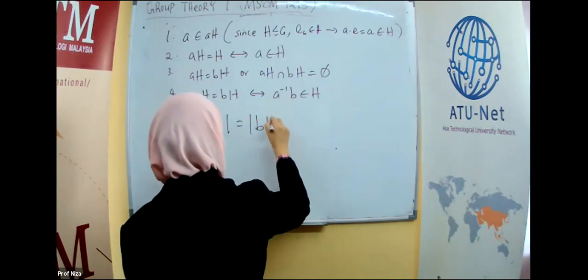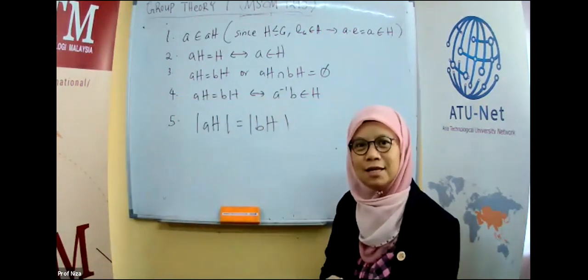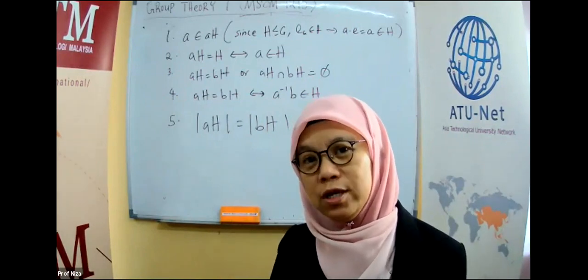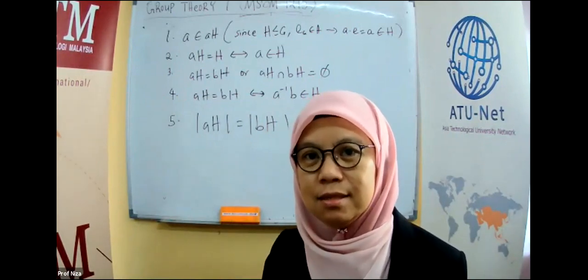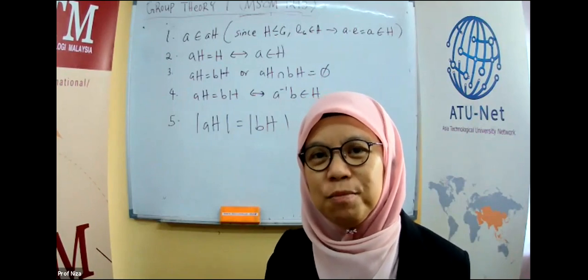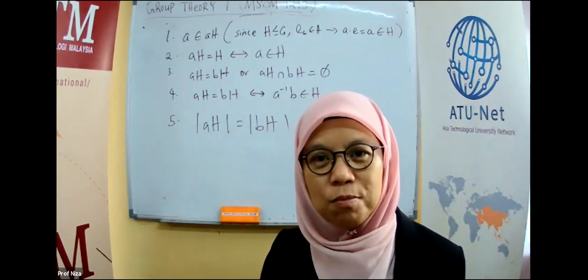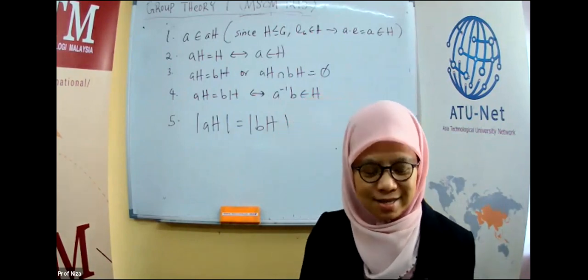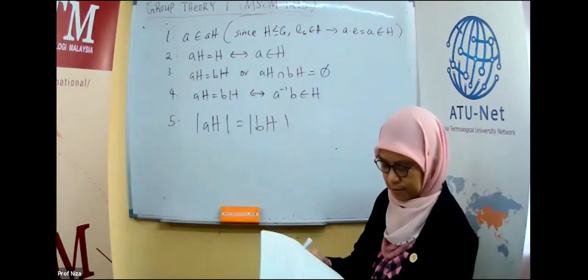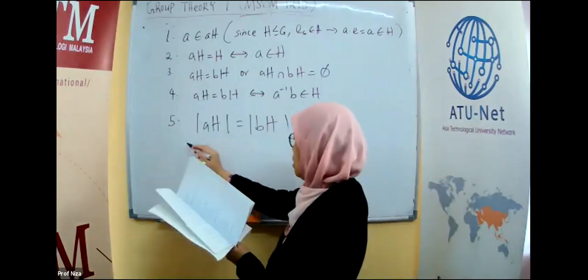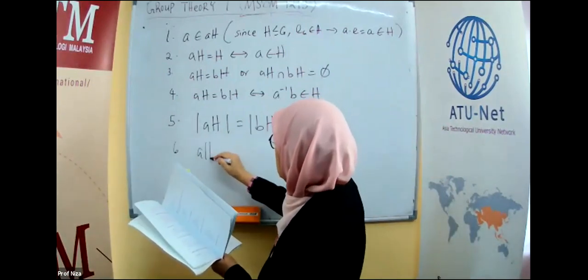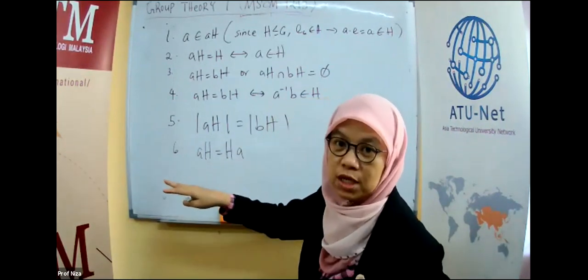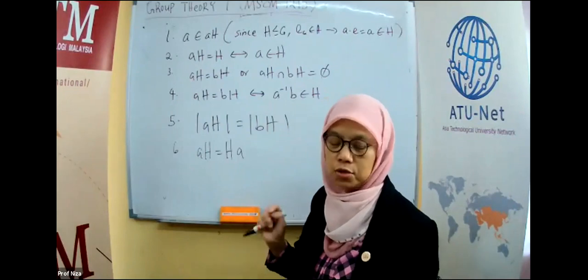How do you read this? Two cosets have the same order, or same size. Okay, you cannot be unfair when you cut the cake. They're all the same size. Okay, so you have to have the same size. This is not necessarily true. This is next chapter. If this is true, we say that H is normal in G. So that's next chapter.